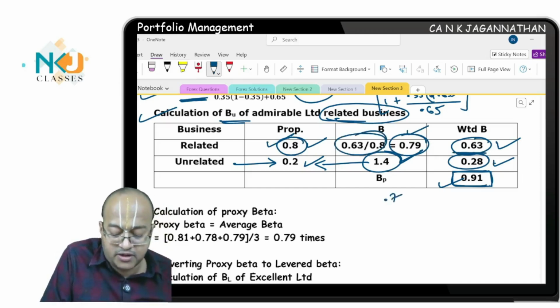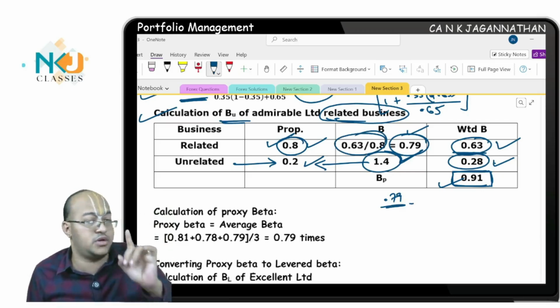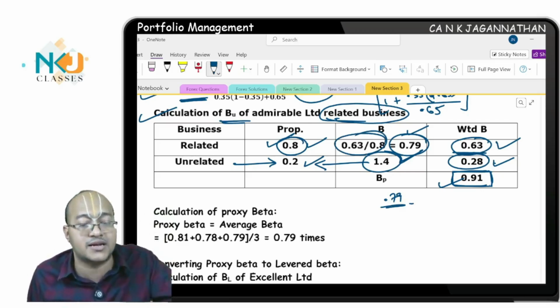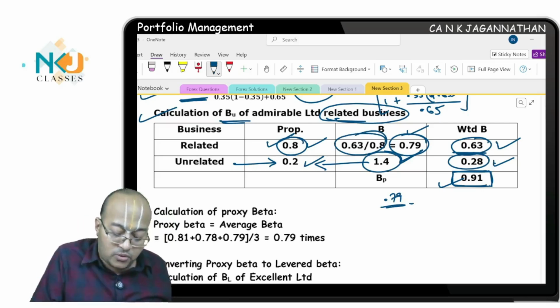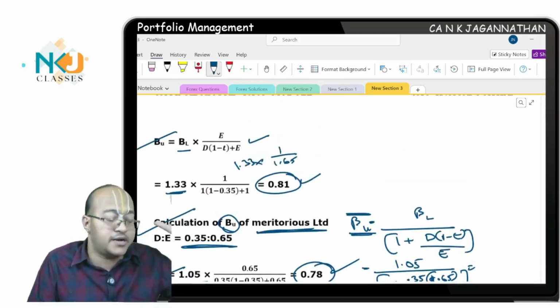What is that? 0.79. Are you all understanding how we got this? It is with respect to the related business only. This is how you need to segregate and find out. So 0.79 you have, which means we have 3 companies' unlevered beta.